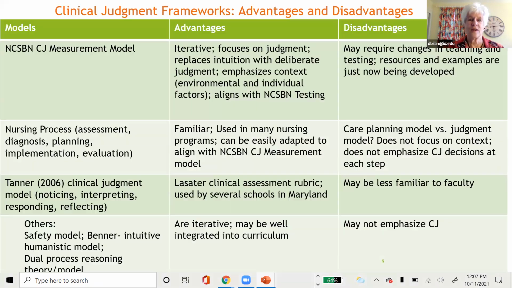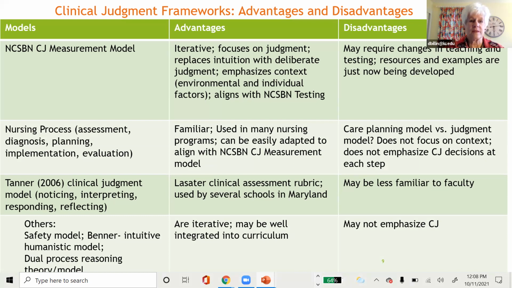Okay, so here is the slide that talks about the pros and cons of 3 popular models. And when we did the survey there in Maryland, we found out that quite a few of you are using the Tanner's clinical judgment model with Lasater's clinical assessment rubric. But let's go back up here to the top, because there's 2 others that maybe some of you are using or would be useful to you.